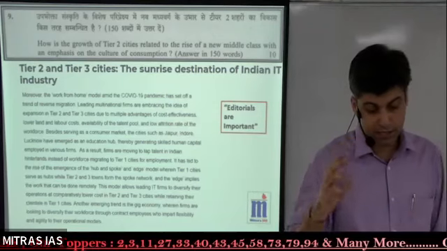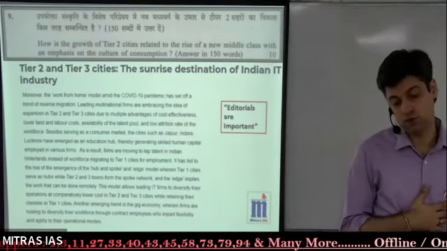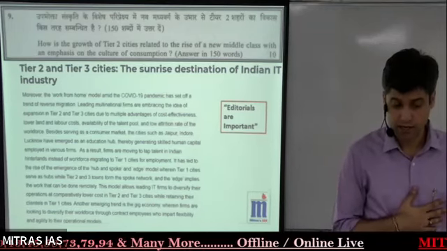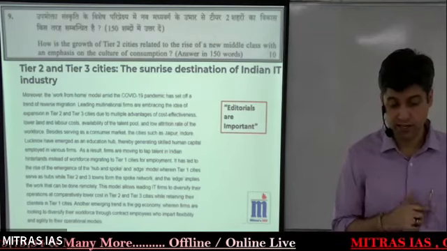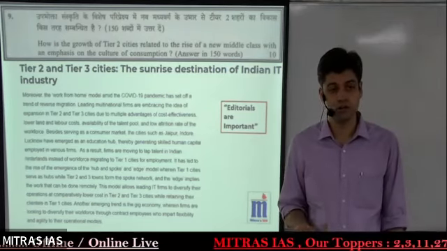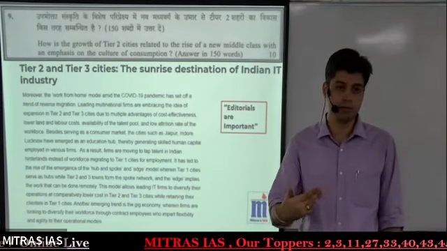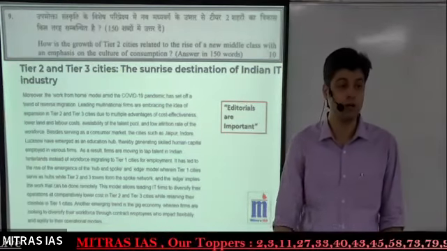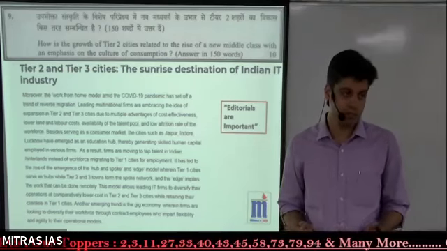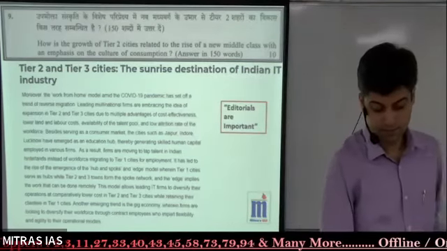I've just picked up an article again from, I think so, the Hindu. And in this, if you can read it, you'll understand how certain cities have shown a jump in their overall consumption, how people have gone back to these cities. And now the IT companies, the service sector is building up offices in these cities.